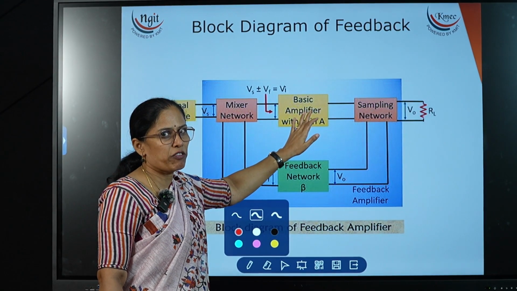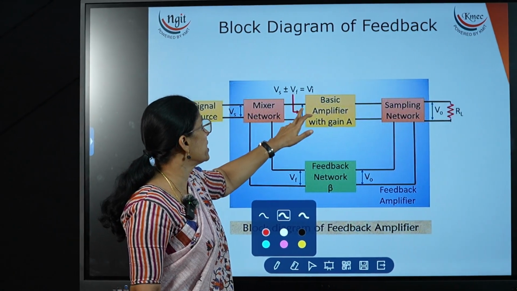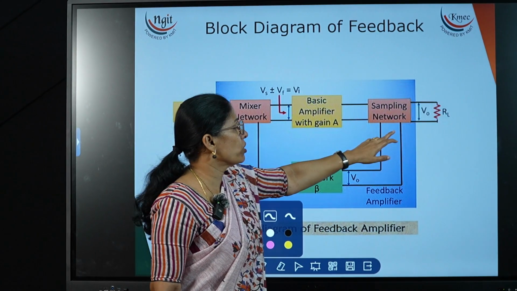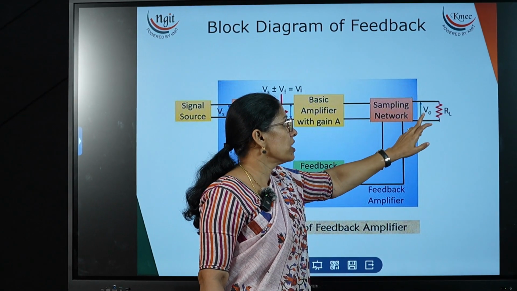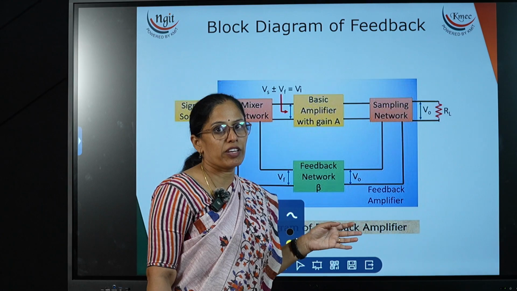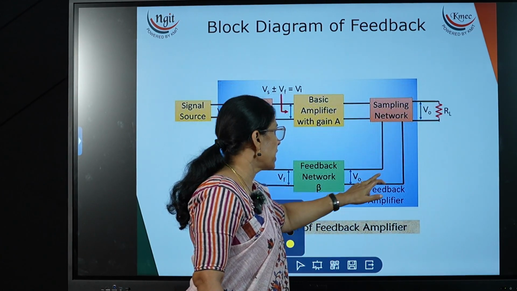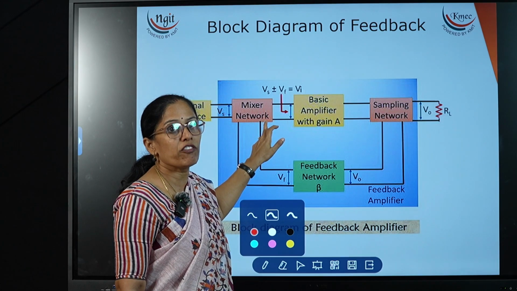Now you already know what an amplifier is: when the signal Vi is applied, it will be amplified and given to the output at the load. Now V0 we are getting. Now what is sampling? In the last lecture I explained what feedback is. Feedback is nothing but a part of the output being fed back to the input.